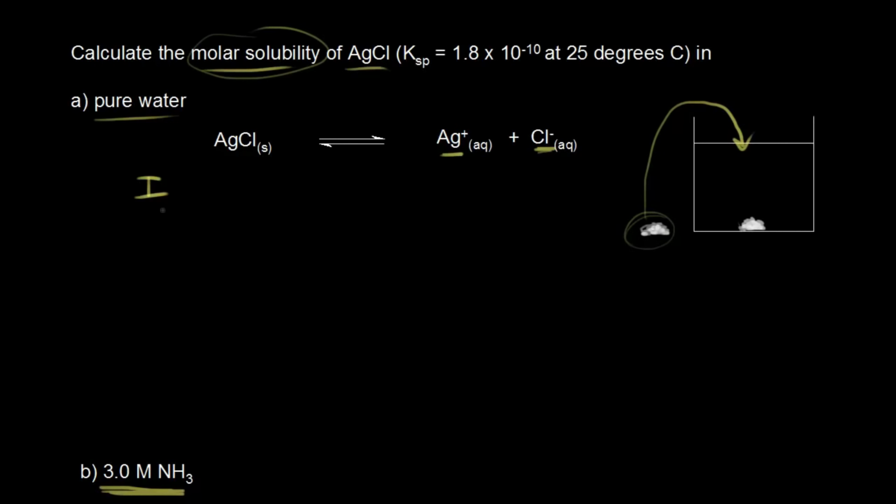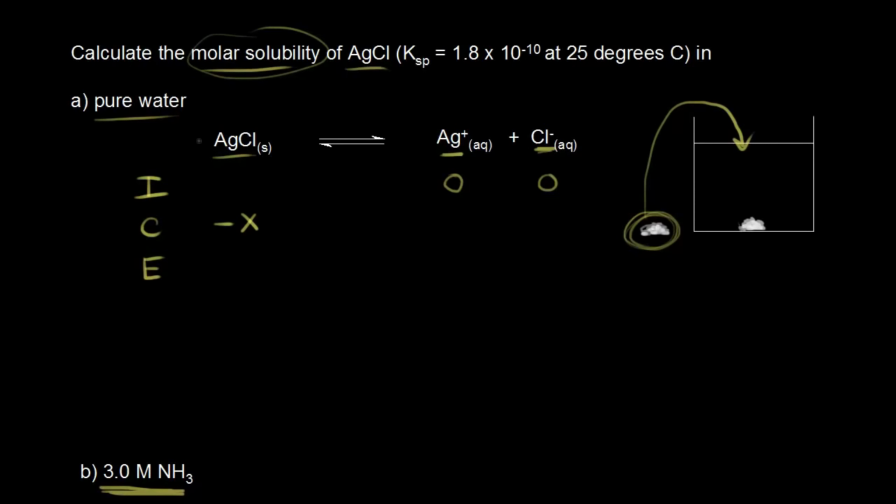So our initial concentrations, our change, and finally our equilibrium concentrations. Before we put the silver chloride in, we didn't have any ions in solution. So the initial concentrations of our products are 0, right? We have 0 for the concentration of our ions. Some of the silver chloride that we put in dissolved. So we lost a certain concentration of our silver chloride, and we're going to call that X. So we're losing a certain concentration of our silver chloride.